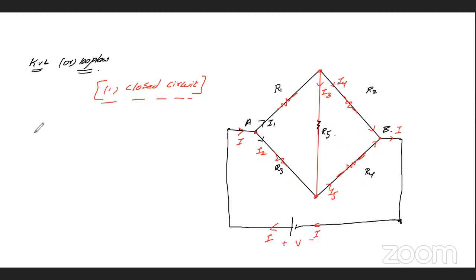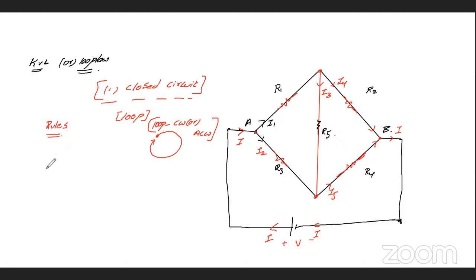Okay, now let's see the rules. There are 4 rules, and when we are discussing the rules we have to take the loop. What is a loop? When you start at one point and return back to the same point, that is your loop. In a loop we can take clockwise or anti-clockwise. Remember, both are the same only.